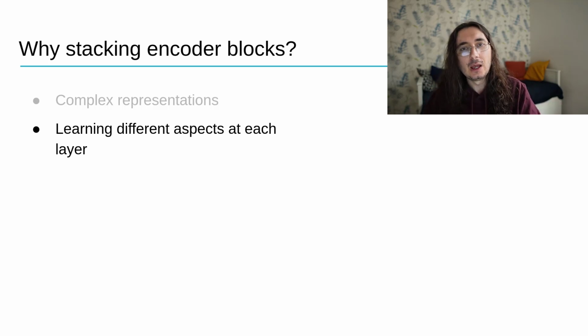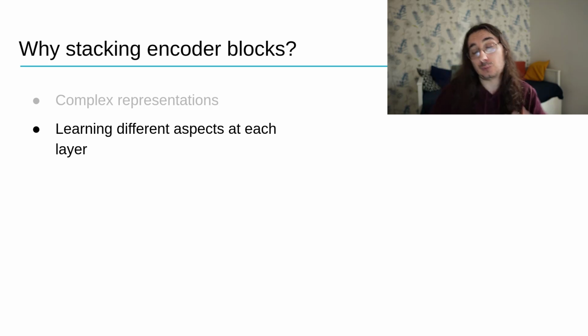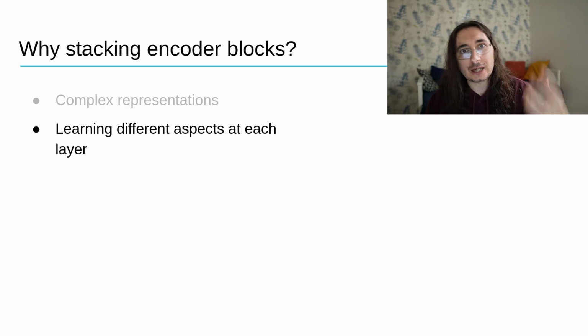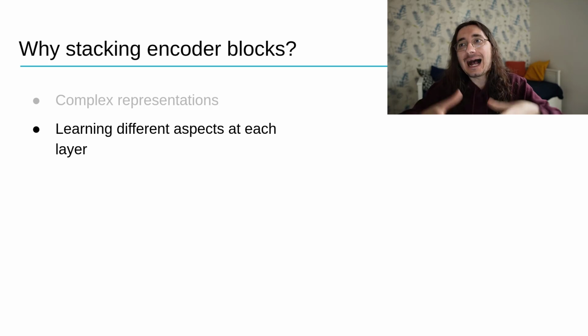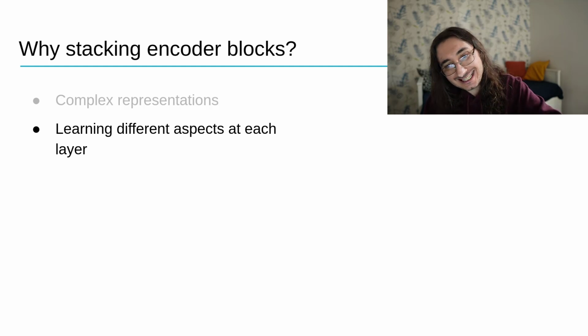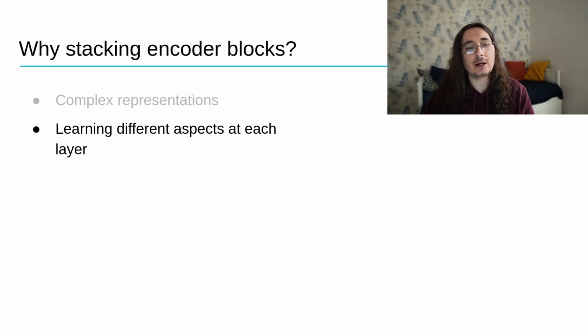In particular, different encoder blocks are going to be able to learn different aspects at each layer. And the deeper you go, the more abstract the features that these encoder blocks are going to be able to represent. This is very similar to what happens with convolutional neural networks. The deeper you go in the convolutional layers, the higher level of abstraction you get in terms of the features that they're able to extract. It's a sort of hierarchical extraction of features from least abstract to most abstract.